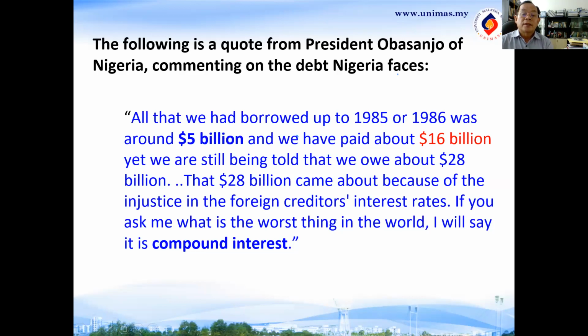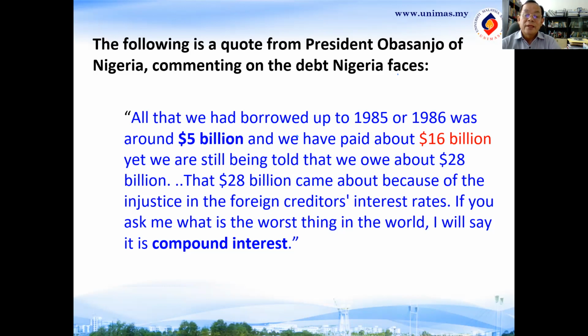The following is a quote from the former president of Nigeria, President Obasanjo, who commented on the debt faced by Nigeria. Yeah? And this is what he said. Yeah? All we had borrowed up to 1995 or up to 1996 was around 5 billion. Yeah, that's all they have borrowed. Yeah? And we have paid about 16 billion of the initial 5 billion, yet we are still being told that we owe about 28 billion.